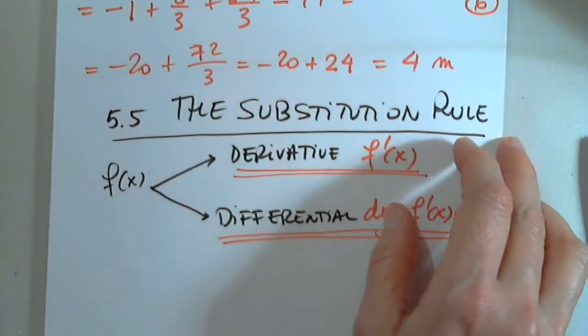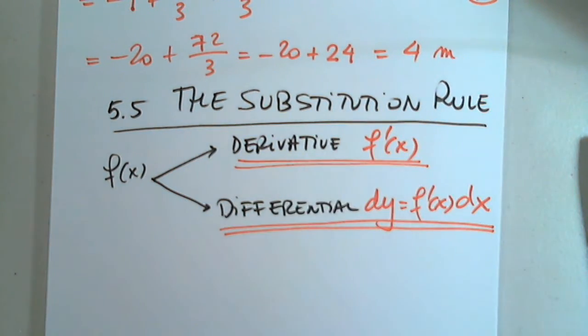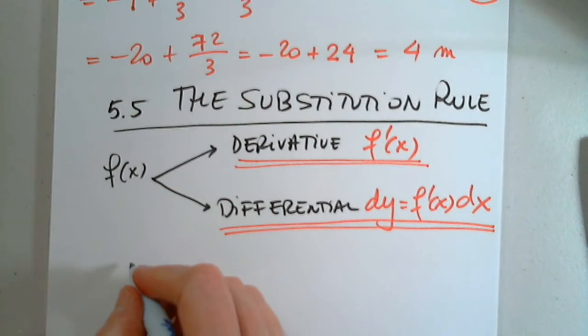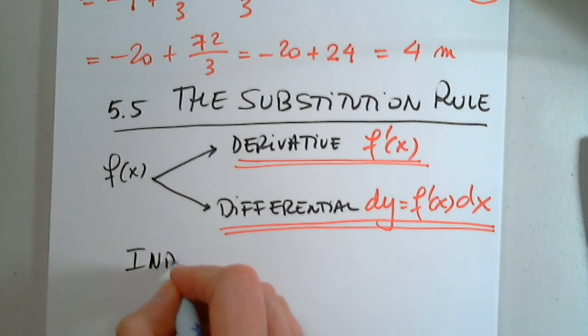What does the substitution rule mean, or what is it for? To make our life easier. If it doesn't, we shouldn't use it. Okay? So I'm going to jump directly to examples on integration using the substitution rule, first for indefinite and then for definite. First for indefinite integrals.